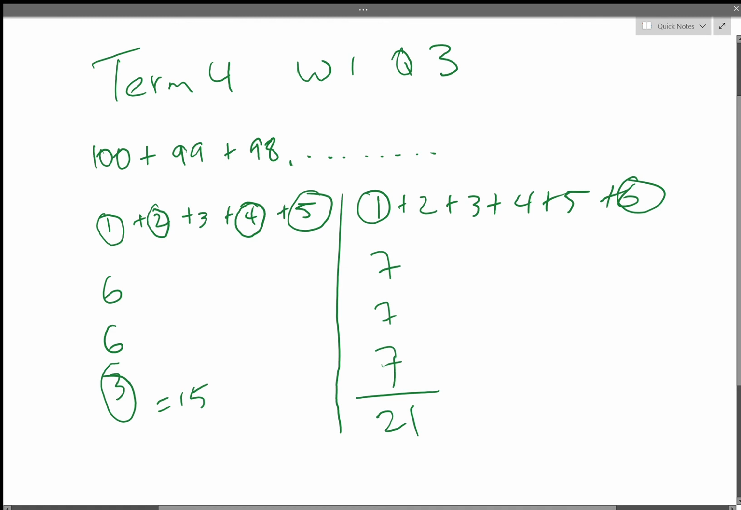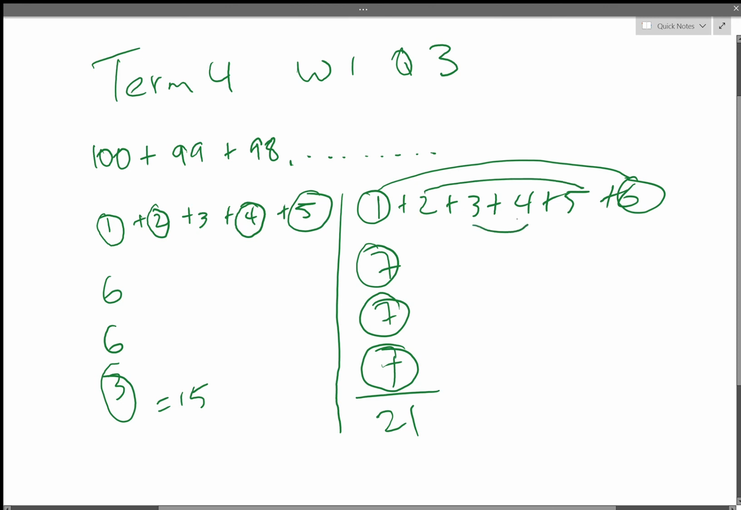Now, what do we see? There are exactly 3 sets of the same number, and that is exactly half the number of numbers we have in our sequence. So what do we find? We find that if we take the largest number and the smallest number and add them, you get a number, and if you multiply it by half of the number of numbers we have, which is 3, you get the total sum. And similarly here, 6 times half of 5, which is 2.5, gives you 15.